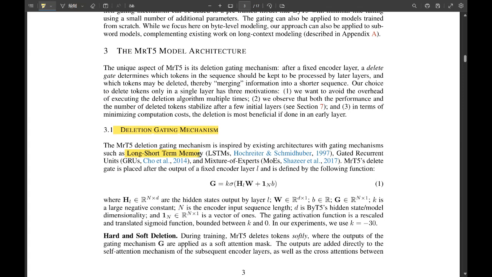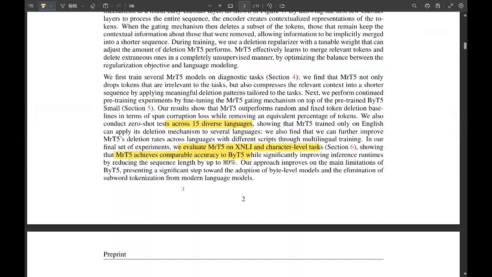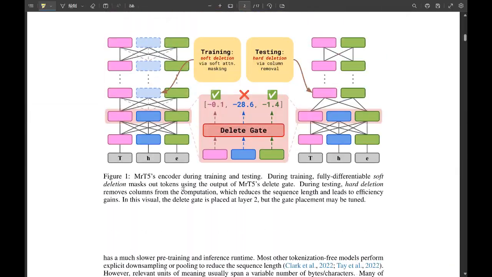That's where MrT5 comes in. It takes the best of both worlds. It's still a byte-level model, but it has this fascinating ability to merge information. Merge information? How does that work? Are we just randomly deleting stuff? Not at all. It's a much more intelligent process than that.